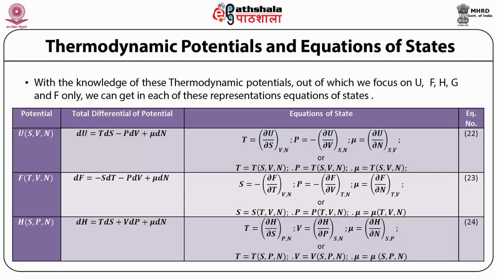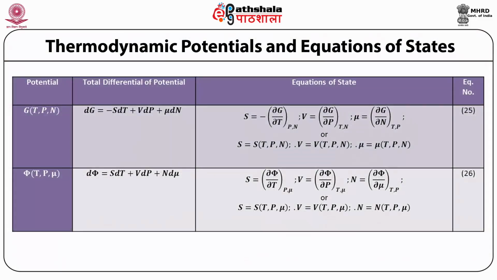For example, in the case of internal energy as a potential, whose total differential dU is equal to TdS minus PdV plus mu dN, the equations of state are: T is equal to ∂U/∂S at constant V and N, P is equal to minus ∂U/∂V at constant S and N, mu is equal to ∂U/∂N at constant S and V. In other words, we have been able to write temperature, pressure, and chemical potential as functions of S, V, and N. Similarly, for Helmholtz free energy and enthalpy, you can write down the corresponding equations of state.